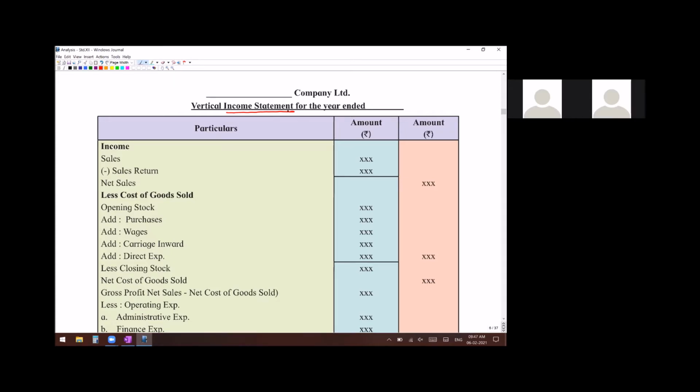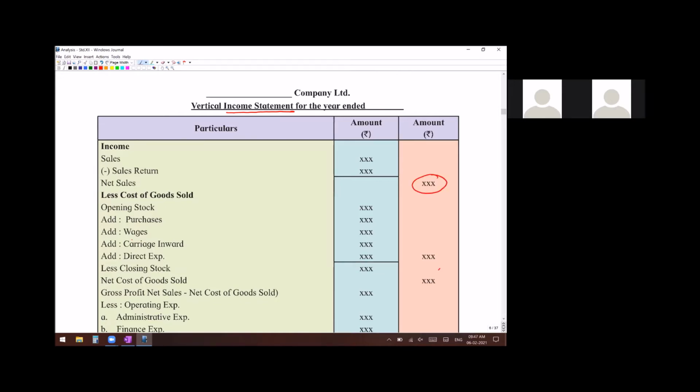So you will have sales. That is your only income. Okay, your business income from which you earn revenue. Sales. Sales return, you have to minus that, which you also did in trading account. Purchase return and sales return have to be deducted respectively from purchases and sales. So that is your income over.